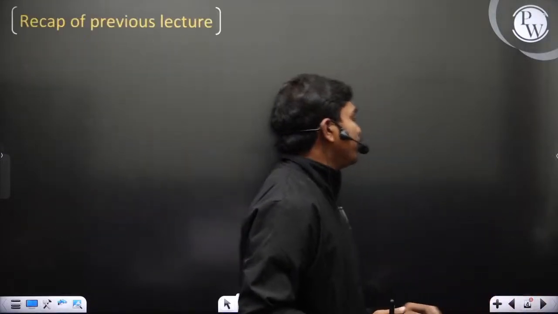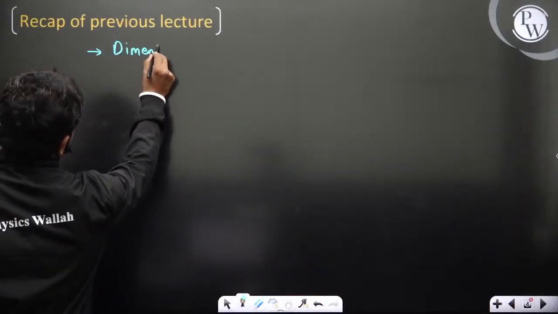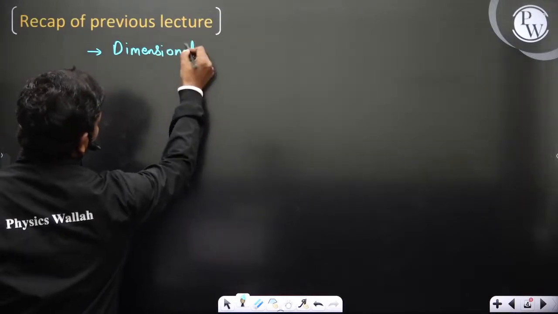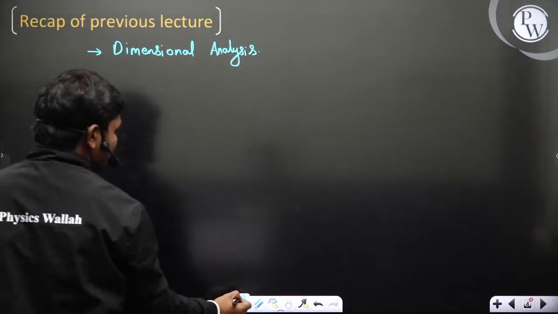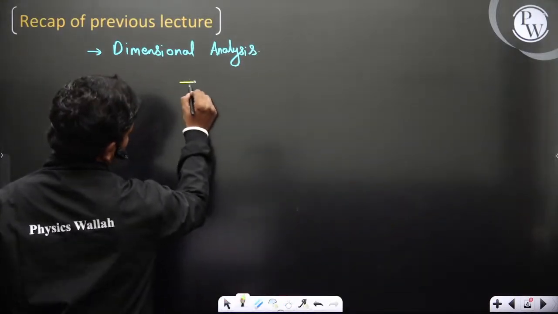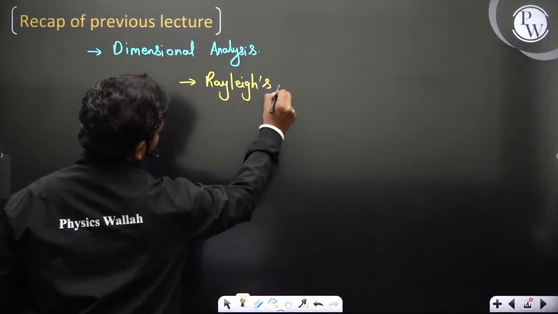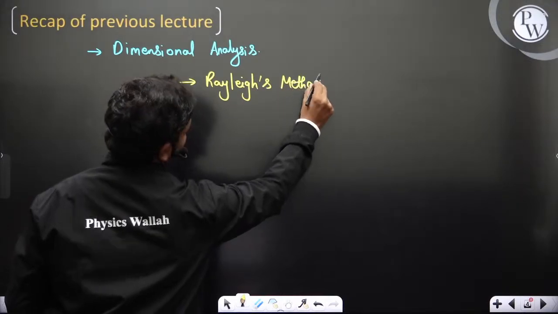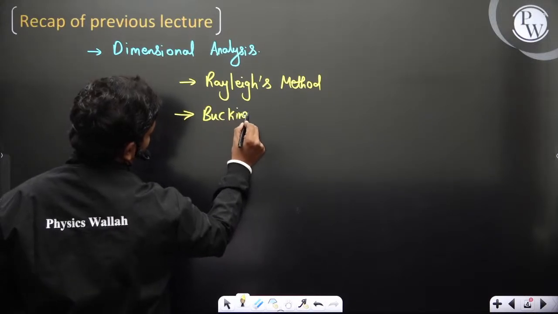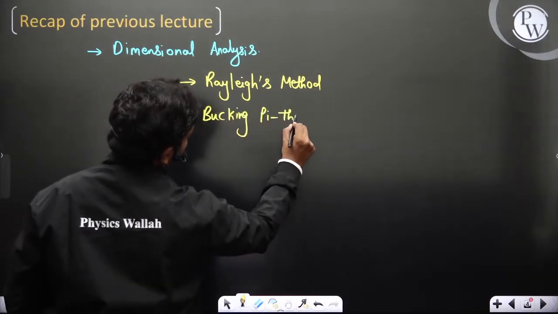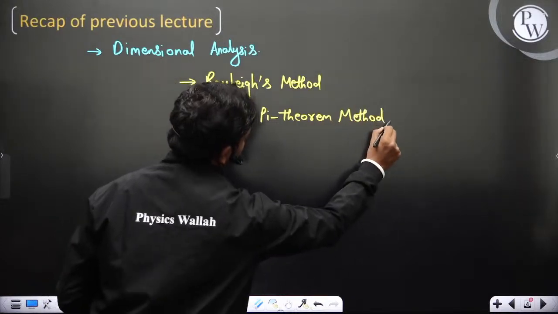Now, in the last lecture we talked about dimensional analysis. Of course, we also talked about the concept of drag and lift, but in a major way, we talked about dimensional analysis. In this, I explained two fundamental techniques. One is Rayleigh's method of doing dimensional analysis, and the second, most important, is the Buckingham-Pi theorem method.